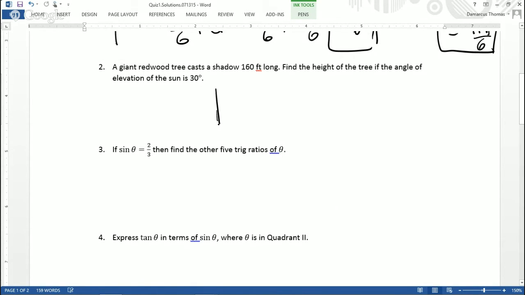Number 2, it says a giant redwood tree casts a shadow of 160 feet. So if we have a tree here, the shadow would be 160 feet. And then it says find the height of the tree. We'll let the height be x, as we do not know it. And then the elevation of the sun from the ground, that angle of the sun that forms the shadow, gives us a 30-degree angle right there.